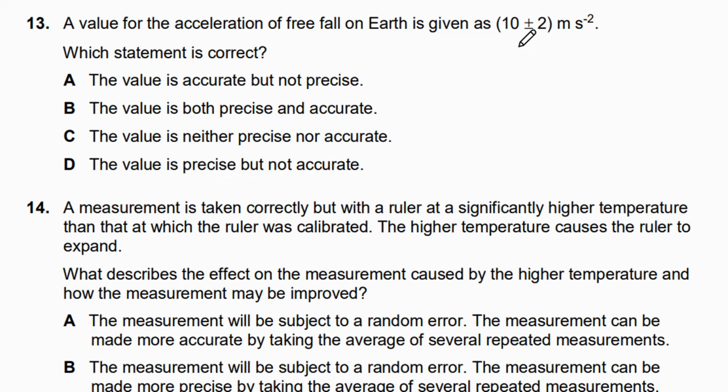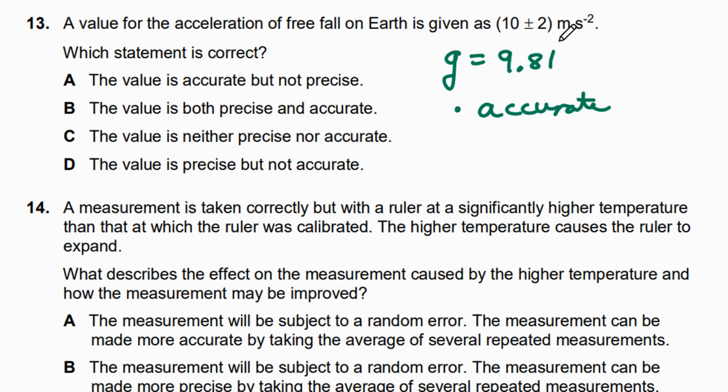Now, looking at what's given here, we know that the true value of g is approximately 9.81. And the measurement for g here is 10, which is very close to 9.81. So the measurement value is close to the true value. So that means it will be accurate.